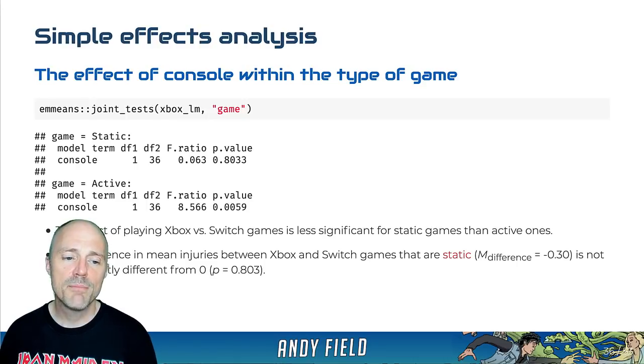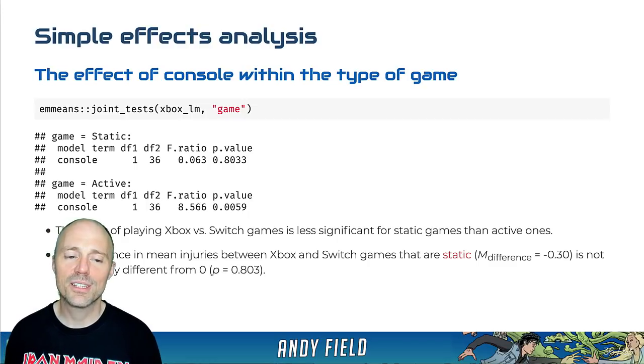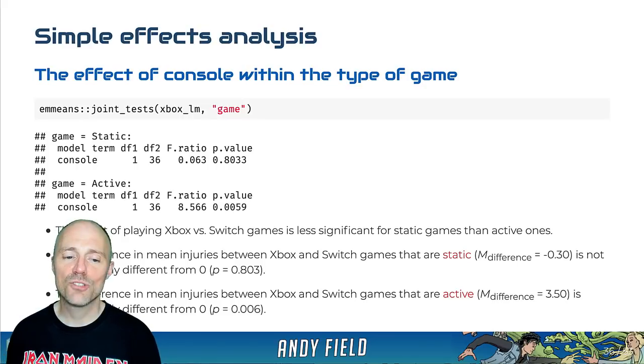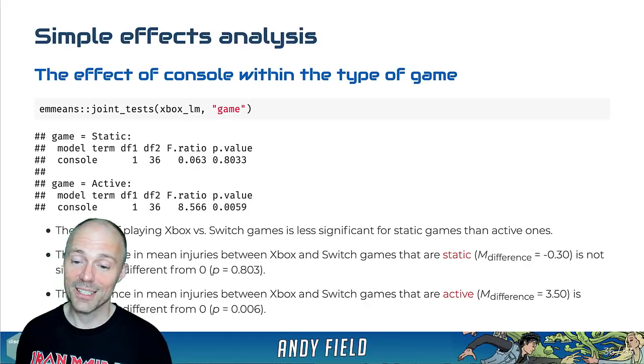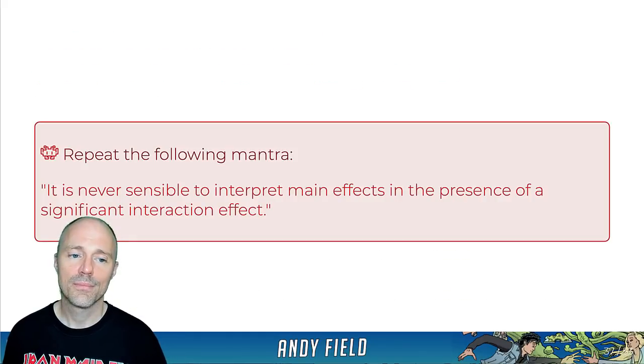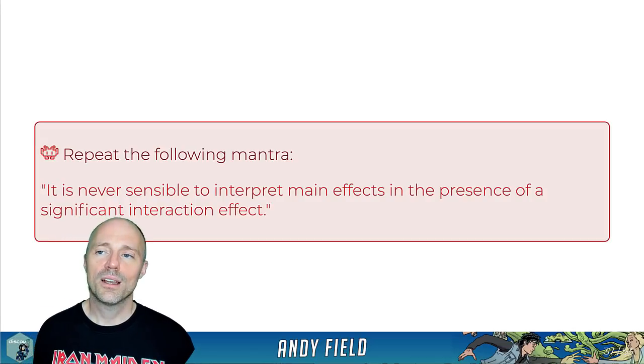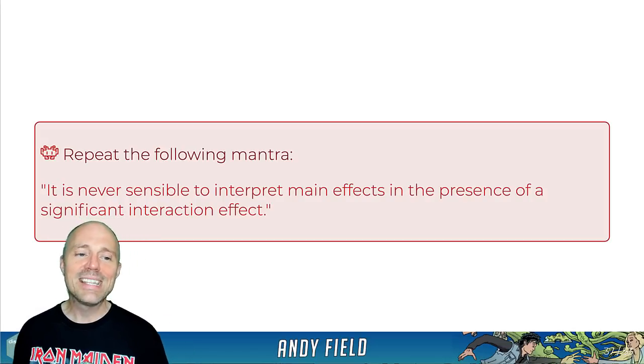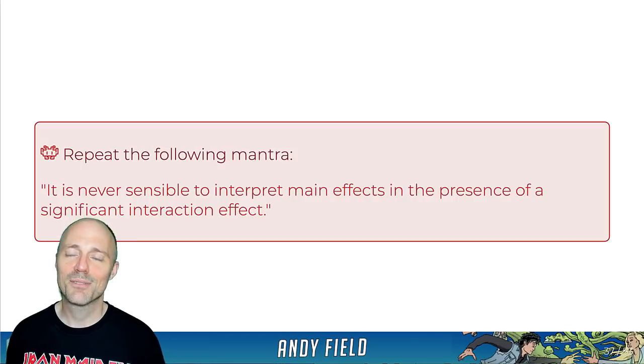So we're saying the difference in mean injuries between the Xbox and Switch games that are static is not significantly different from 0, whereas the difference in mean injuries between Xbox and Switch games that are active is significantly different from 0. And just to drum this point home, it is never sensible to interpret main effects in the presence of a significant interaction effect. So if you get a significant interaction, just focus on the significant interaction. Don't worry too much about the other effects.